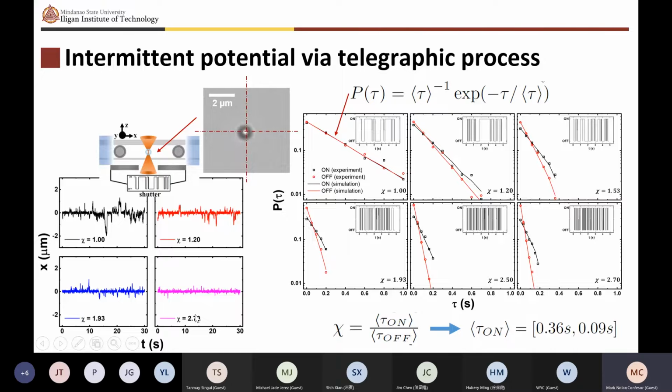But this gradually becomes smaller when you have more on state. Of course, the equilibrium condition happens when tau off is 0, or chi approaches infinity.